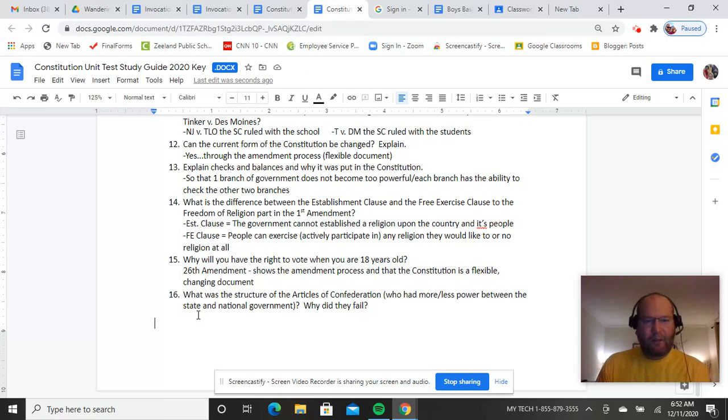Oh well. What was the structure of the Articles of Confederation? Who had more or less power between the state and national government? That's kind of what that's asking. So the states said kind of stuff.